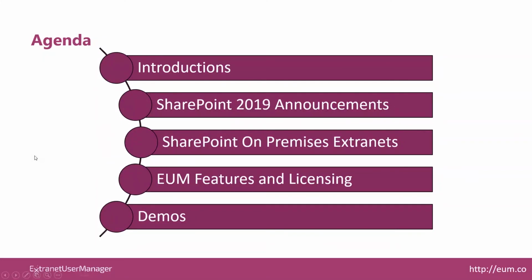Quick agenda of what we wanted to cover this afternoon. We're going to start with a couple of introductions, and then dive right into some SharePoint 2019 announcements. Lots of news coming out of SharePoint Conference last week, taking the public wraps off of SharePoint 2019 and plans there. Then we're going to dive more into SharePoint on-premises extranets: why you'd want to do an extranet on your on-premise SharePoint, and what that would look like. And we're going to speak more about our Extranet User Manager product, its features and licensing, and then wrap things up with some demos.